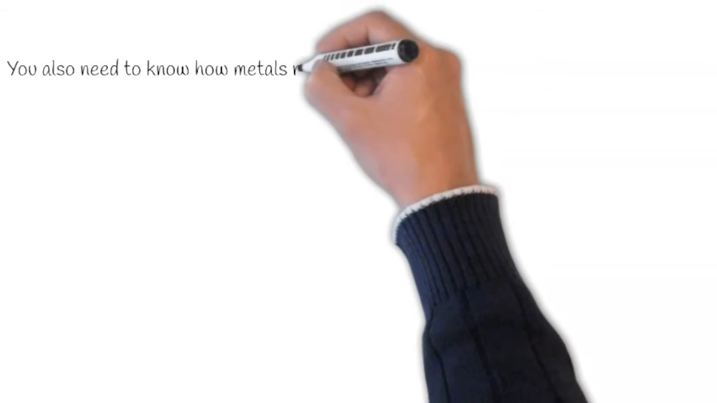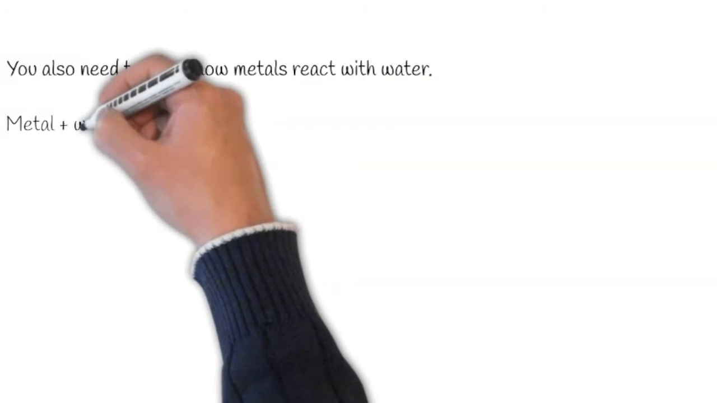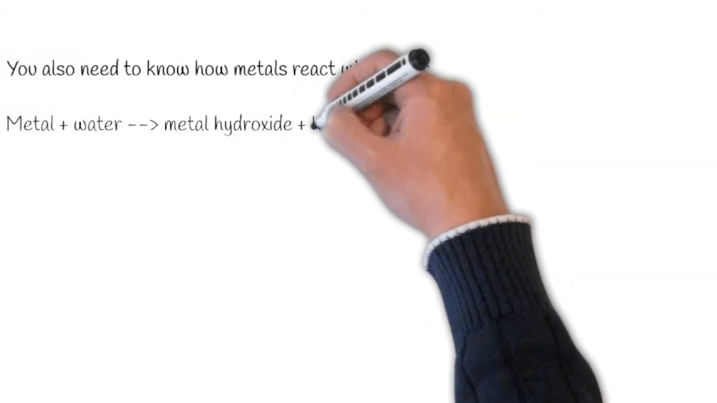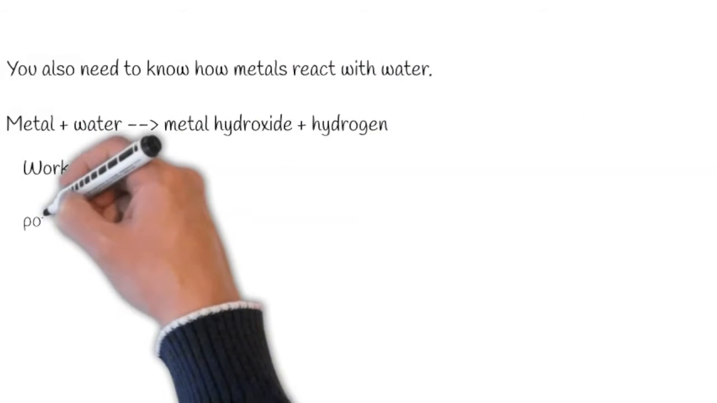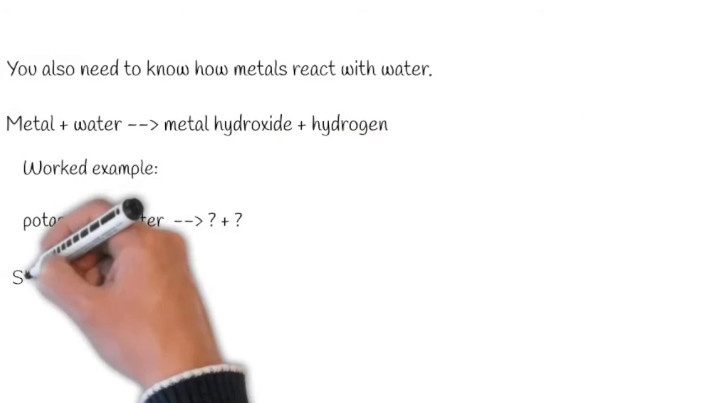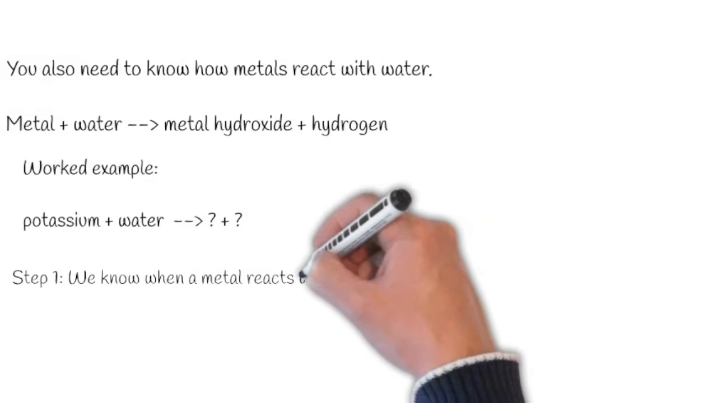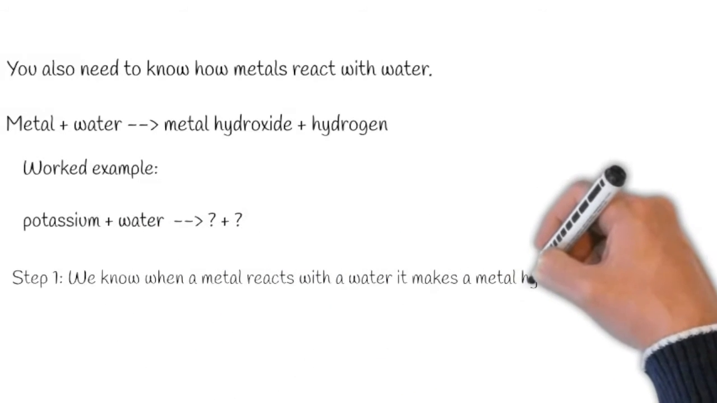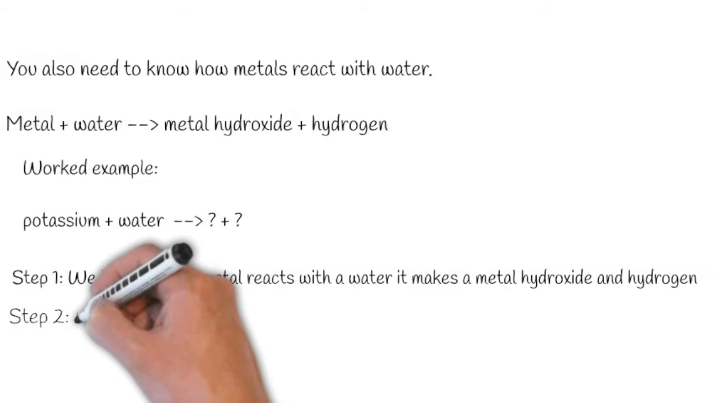You also need to know how metals react with water. A metal plus water makes metal hydroxide plus hydrogen. Let's go through a worked example. Potassium plus water makes what? Step 1, we know when a metal reacts with water, it makes a metal hydroxide and hydrogen.